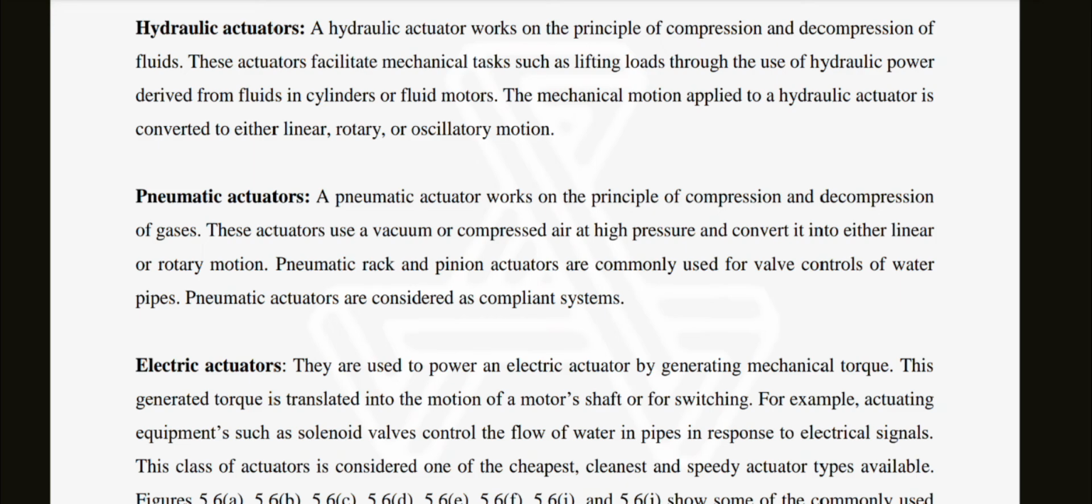Pneumatic actuator. A pneumatic actuator works on the principle of compression and decompression of gases. These actuators use a vacuum or compressed air at high pressure and convert it into either linear or rotary motion.